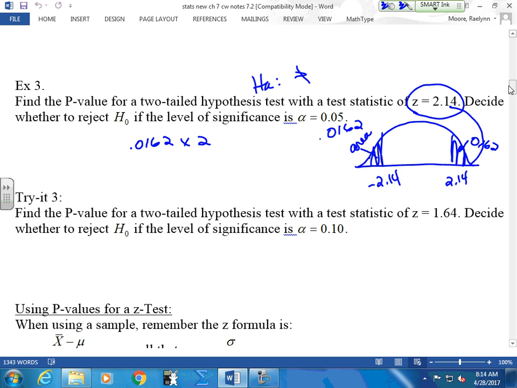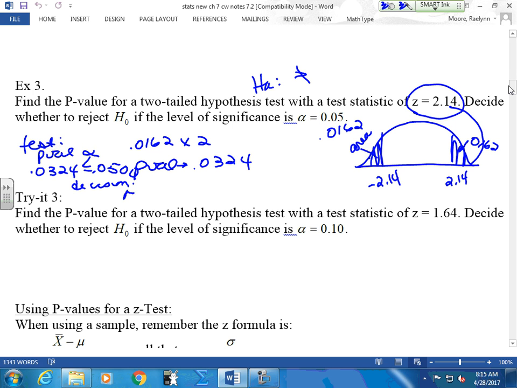So I get 0.0324. That's my p-value. I'm going to test my p-value against my level of significance. My p-value is 0.0324. My level of significance, 0.05. I fill it with zeros. Is 324 less than or greater than 500? Less than. This is my less than or equal to. So what's my decision? Good. Everybody good so far?